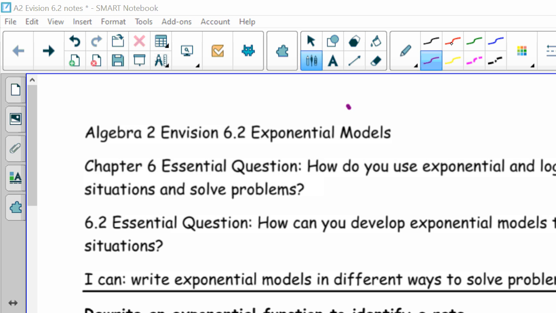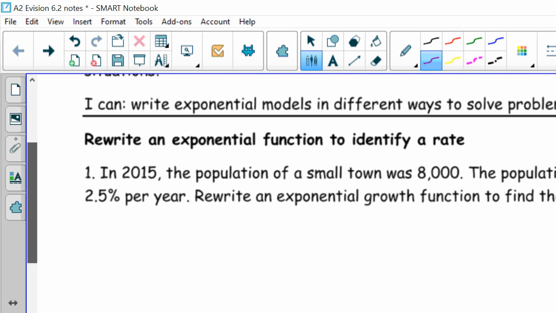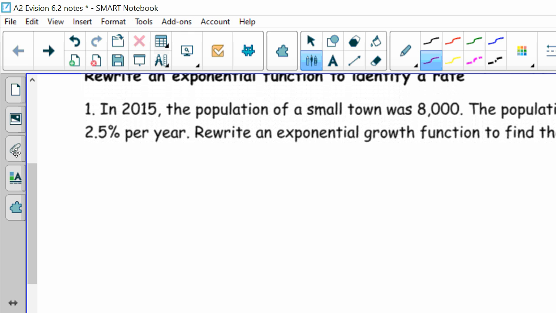All right, today in Algebra 2, we're going to look at section 6.2, the exponential models. We're going to focus on compounding interest today. Our 6.2 essential question: how can you develop exponential models to represent and interpret situations? After today's lesson, you should be able to write exponential models in different ways to solve problems. First, we're going to look at rewriting an exponential function to identify a rate.